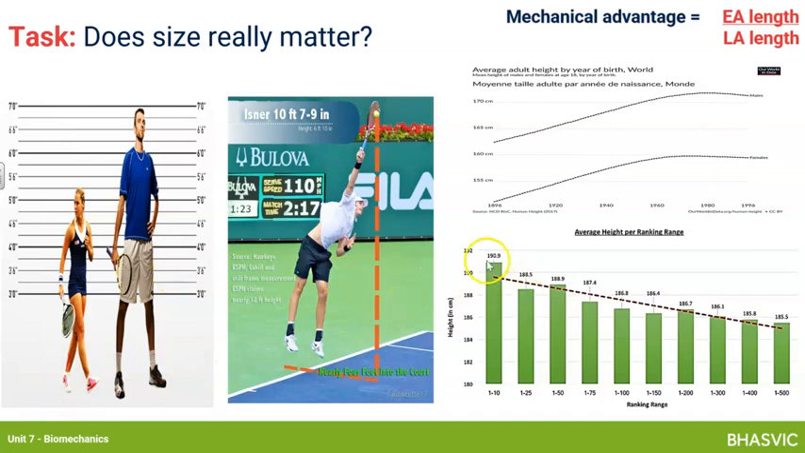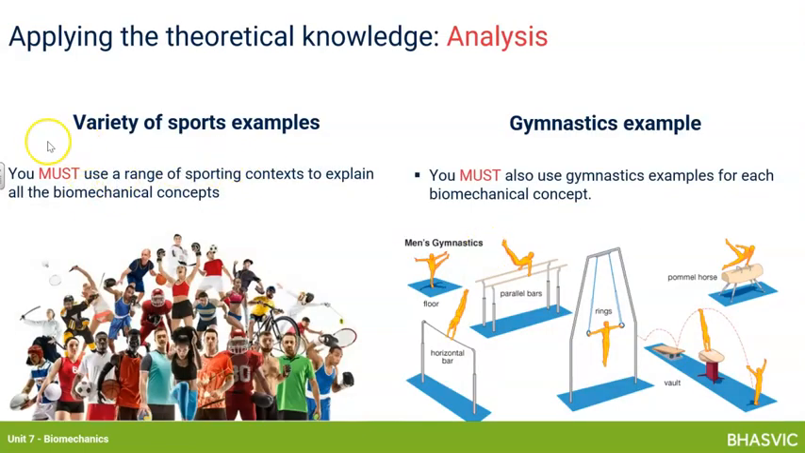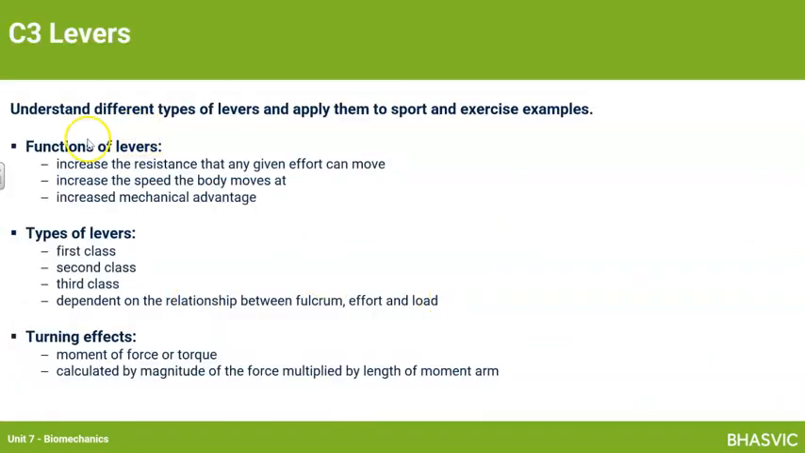So throughout these sections of your work, remember, you must give a range of sporting examples to show your understanding of these biomechanical concepts of lever systems, but you must also give some gymnastics examples as well. Just to finish, here's the specification of the first two topics we've covered in lever systems. So we've looked at the structure, the types of levers, and how they function. Do they offer strength and resistance with little effort, or do they offer a high speed or range of movement? The final video in this section will be on turning effects.